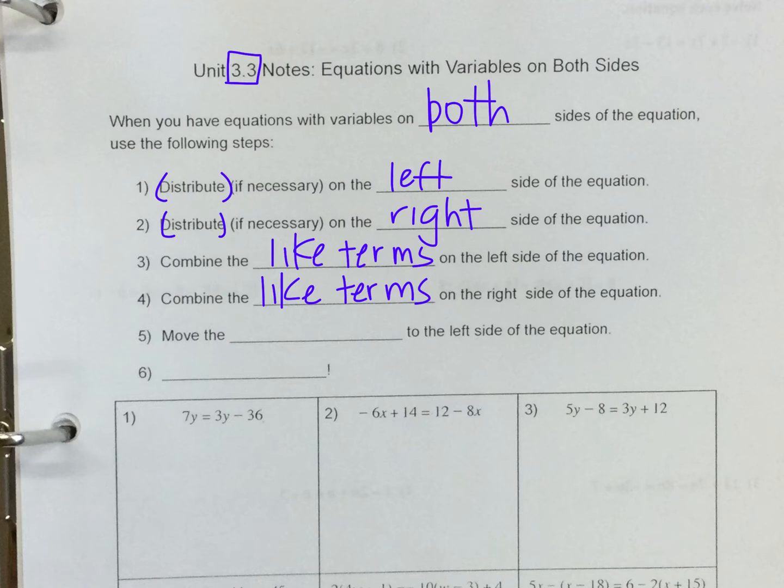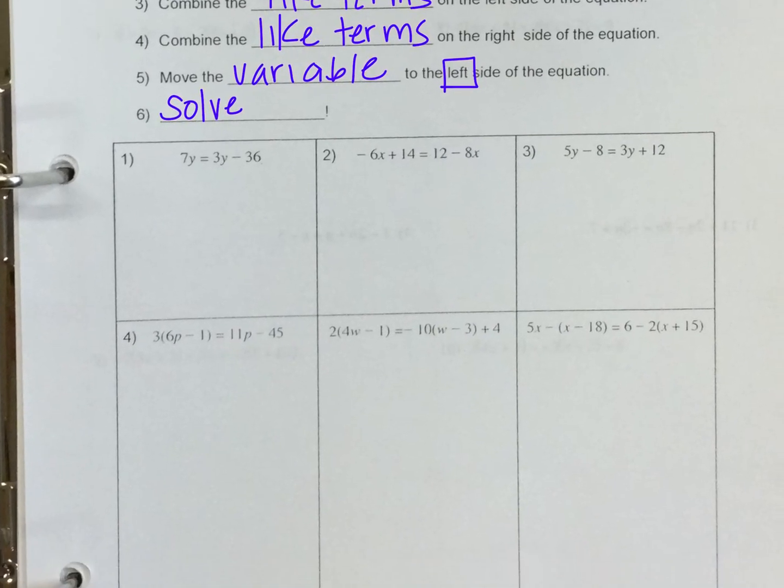And after we've done all of those things, then we are going to move the variable, or the letter, to the left side of the equation, and then we'll solve it just like we solve two-step equations. So let's try it and see.